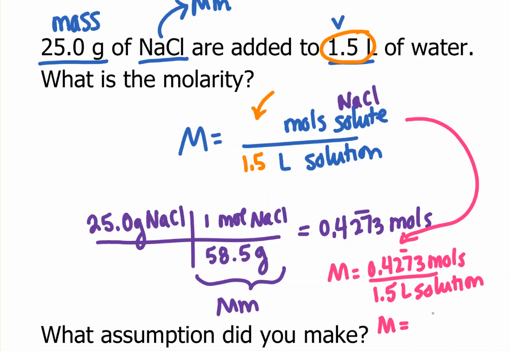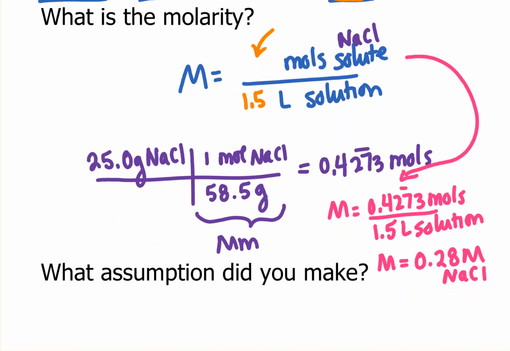Looks like I just have 2 sig figs because of that volume. So I would read that 0.28 molar sodium chloride. So that's our answer.